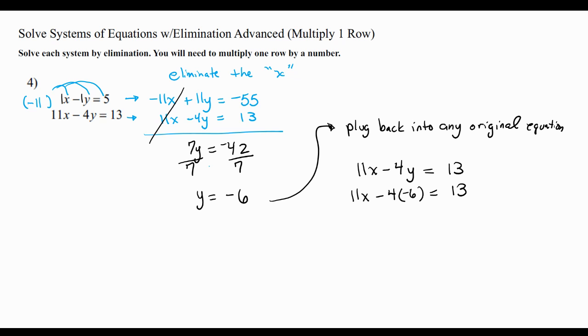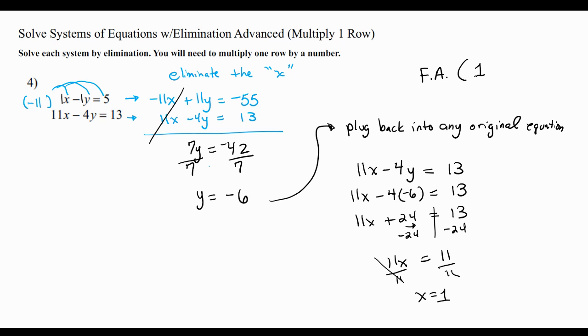Okay, so we're going to plug in a negative 6. So 11x, a negative 4 times a negative 6 is a 24, equal to 13. We need to move over the 24, so subtract 24 from both sides. So 11x is equal to 13 minus 24, which is negative 11. Divide by the 11, so x is just negative 1. So our final answer is x is negative 1 and y is negative 6.